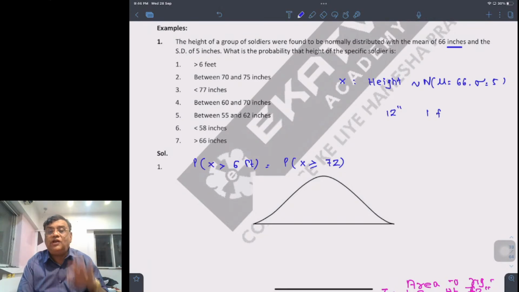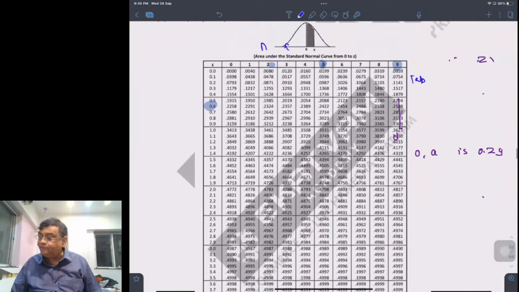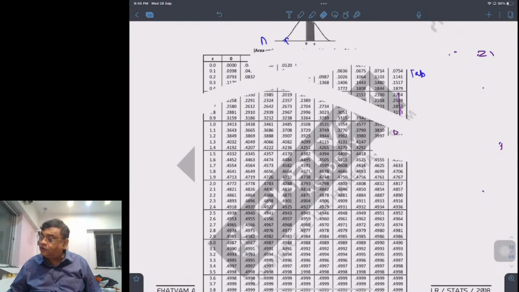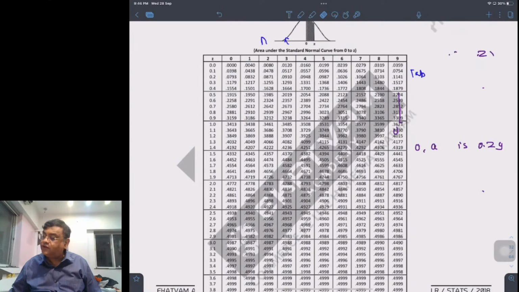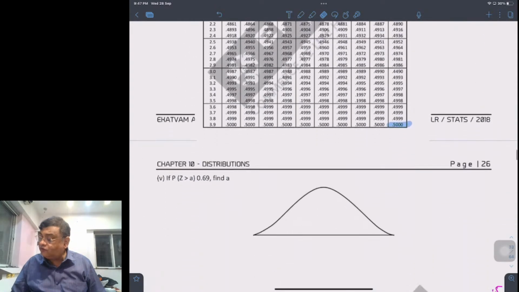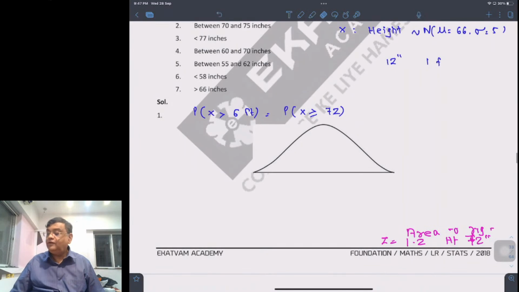But my difficulty now is that this normal table is not made for X, but for Z. This table is for Z, that is the standard normal, and not for the general normal, which is X. Because it is not made for X, I have to convert this X to Z.